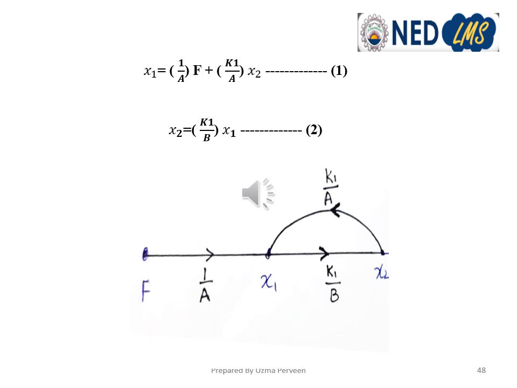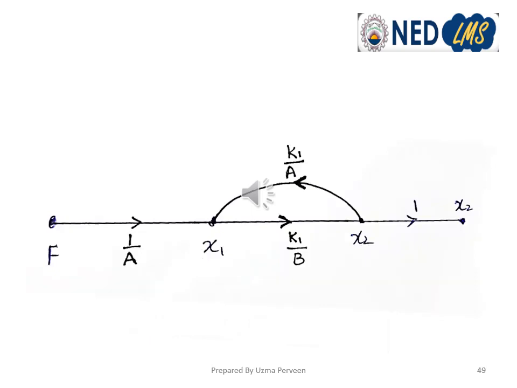Input is x2, output is x1 with a branch gain of minus k1 upon A. The second equation has a single term: x2 is output, x1 is input, and the branch will be directed from input to output with a branch gain of k1 upon B. Again, there is no output node because the x2 node has outgoing branches too. Therefore, we have made a dummy node x2 with a branch gain of 1.